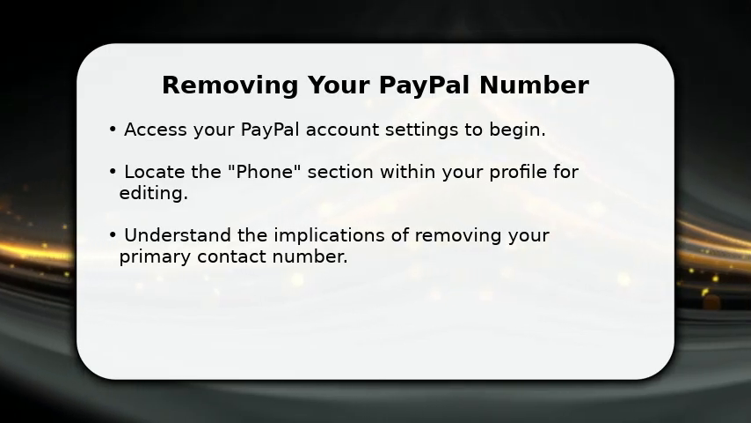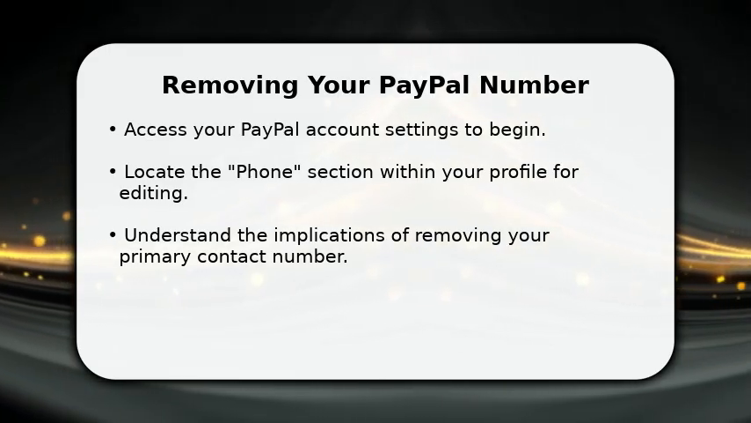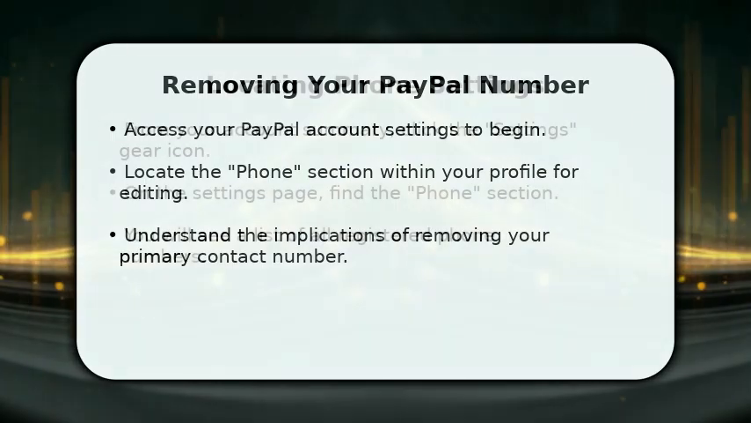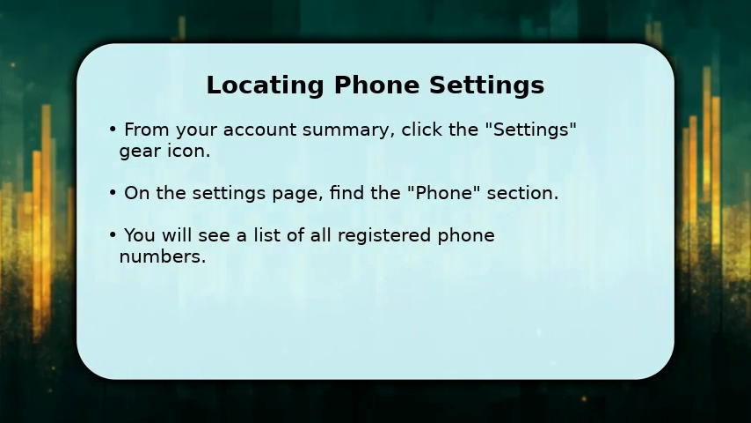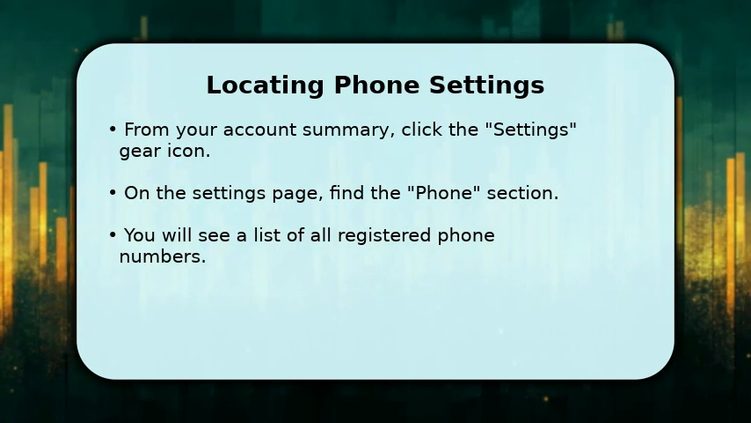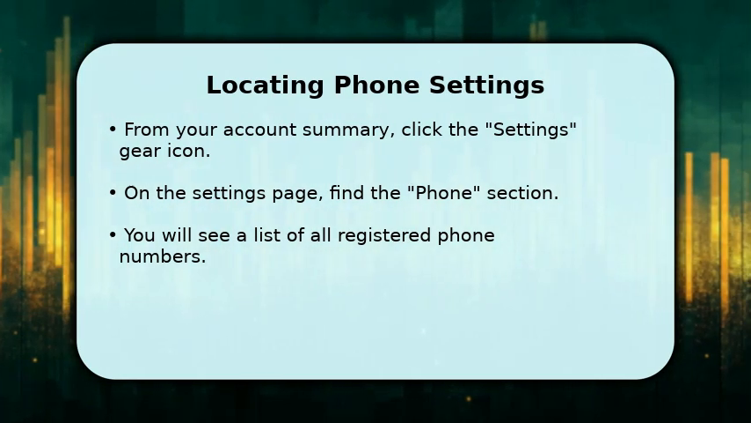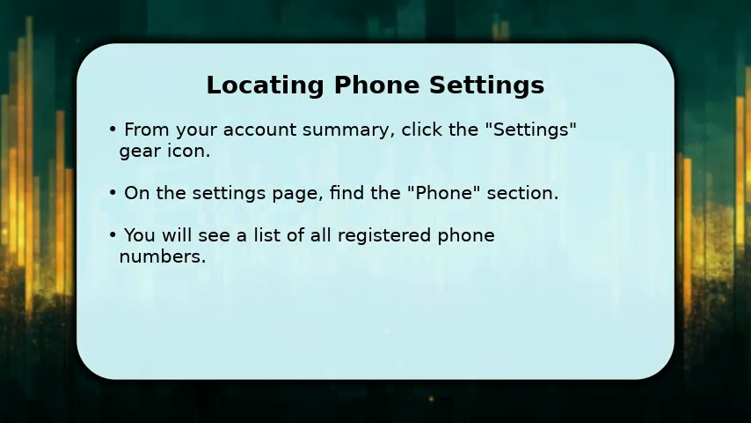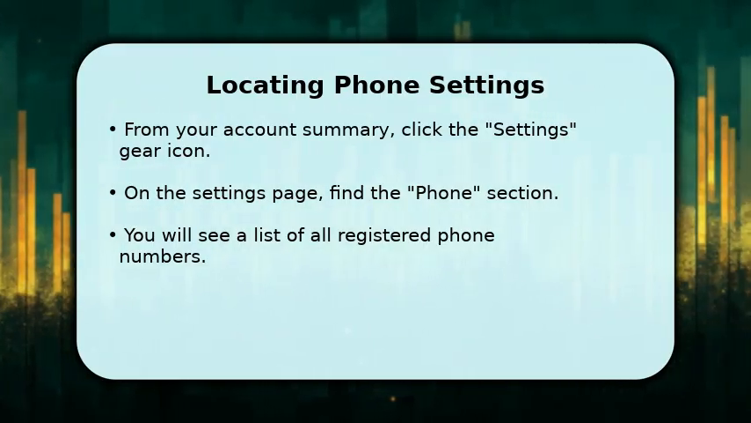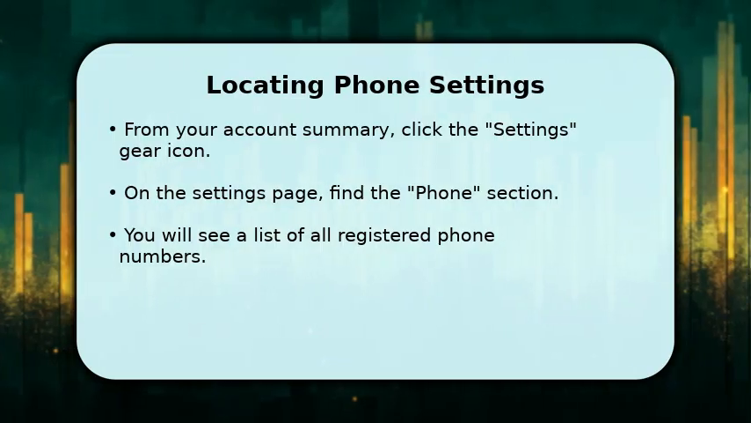We will then proceed to locate the phone numbers section to manage your registered numbers. Once you are on the settings page, look for the phone section. It is usually listed under Account or Personal Info. Here, you will see all the phone numbers currently associated with your PayPal account. Identify the specific number you wish to remove.